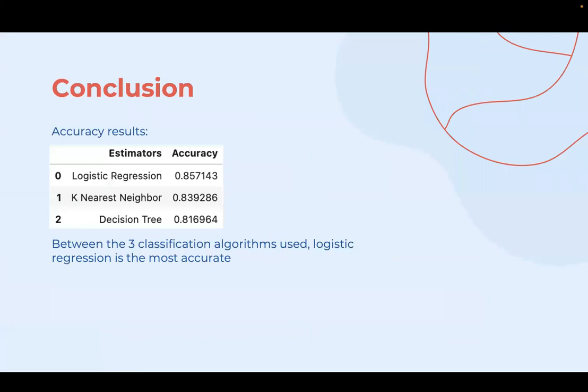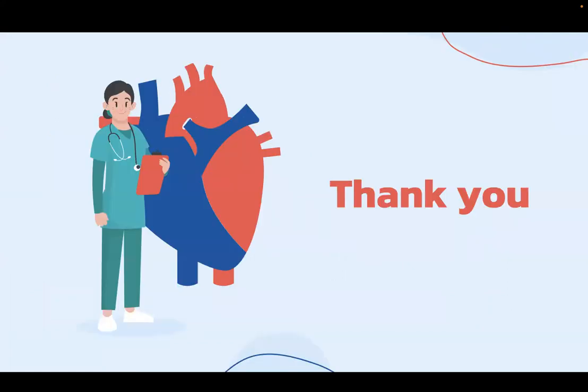In conclusion, the accuracy result of k-nearest neighbor is 0.83. Decision tree is at 0.81, and finally, which is the best, logistic regression with an accuracy rate of 0.86. Thank you for listening.